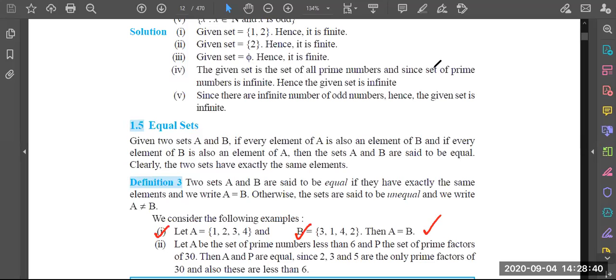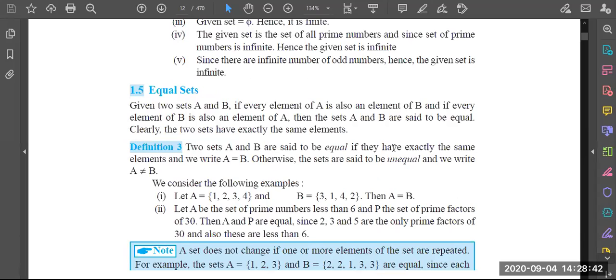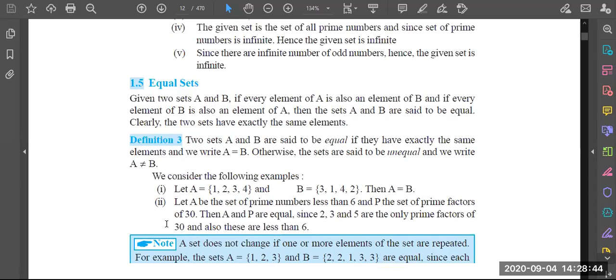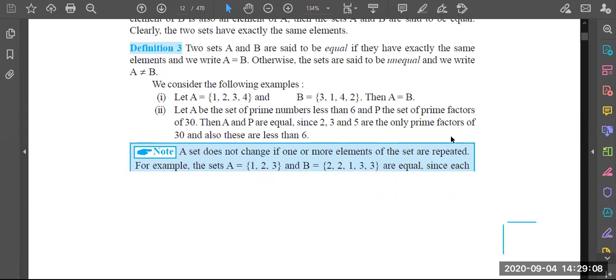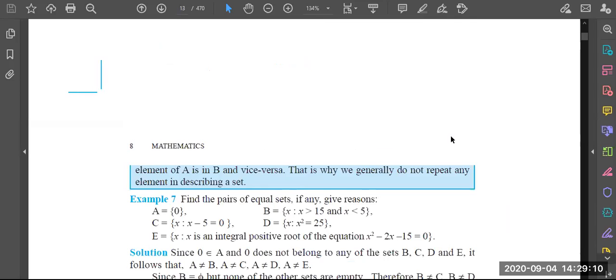Okay, everyone? Now this is what I said. If A is equal to this and B is equal to this, actually B is just 1, 2, 3. It doesn't matter if I have 3 occurrences, 4 times or 5 times. It is the same. I hope all of you got the concept. Very good.